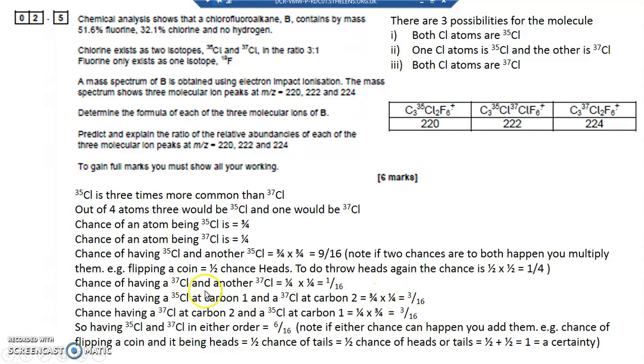Or you could say, if you wanted to actually work it out, then there's a 3/4 chance of 35Cl, a 1/4 chance of 37Cl, that's 3/16, and one of them is at carbon number 1, one's at carbon number 2, or they could be the other way around, 3/16 and another 3/16 are 6/16. Although, as I say, if you work out that the first one has got a chance of 9/16 and the second one has got a chance of 1/16, that's 10/16, so the remaining part is 6/16 for this one here, MR 222.